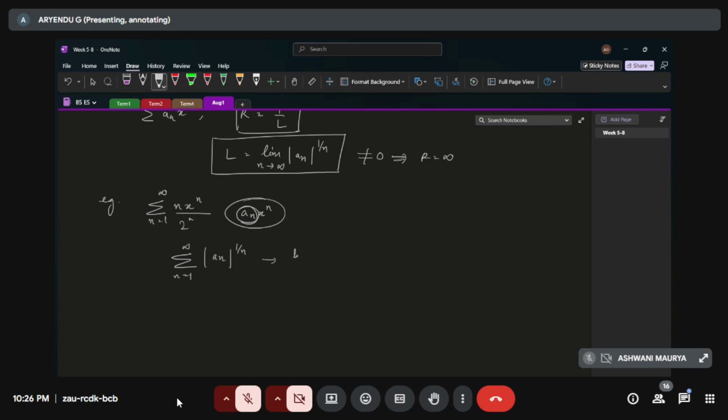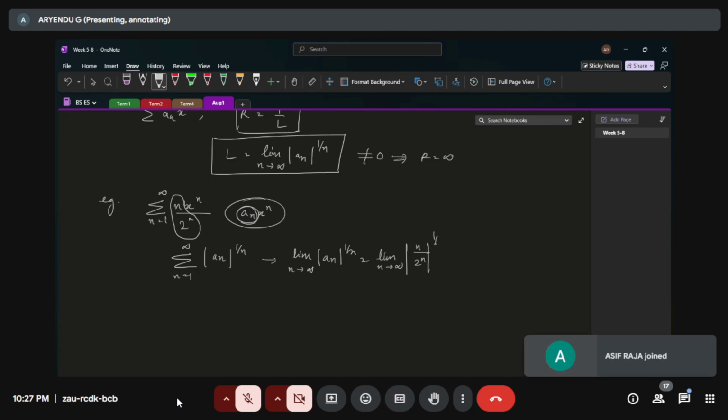For that, we need to find the limit. We need to find L first. For that, limit n tends to infinity, a raised to n, to the power 1 by n. A raised to n here is, you have to take this part only, because this is the x raised to n. This part we do not have to take, we have to take the a n part of it. So this is n by 2 raised to n, whole raised to 1 by n.